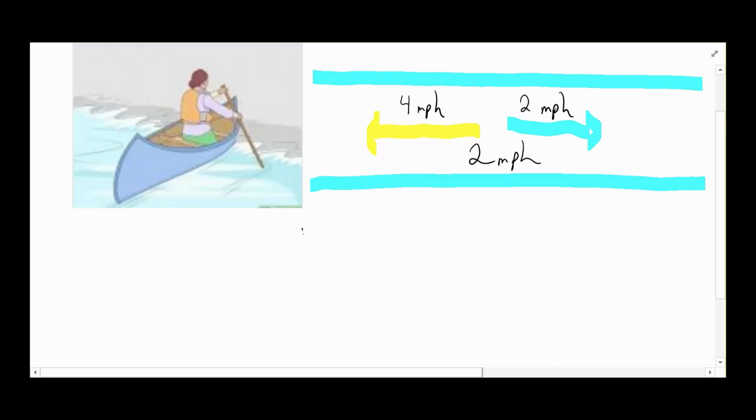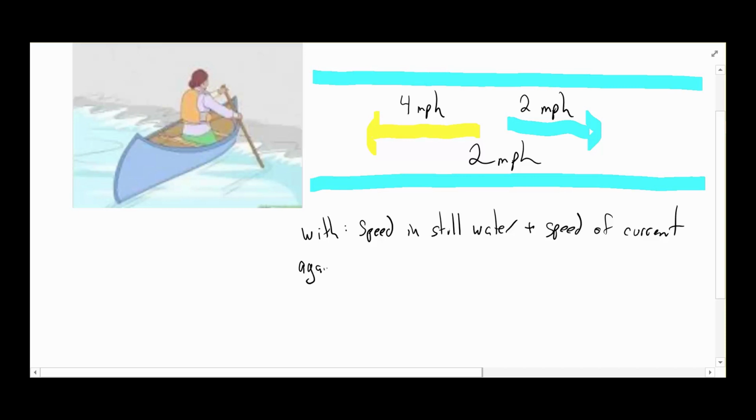So in general, what's happening when you're trying to fight the current or going with the current is, when you're going with the current, you're going to take your speed in still water plus the speed of the current. And that's the speed that you're actually going. You take the speed that you're trying to go in still water, add that to the speed of the current, and that's how fast you're actually going.